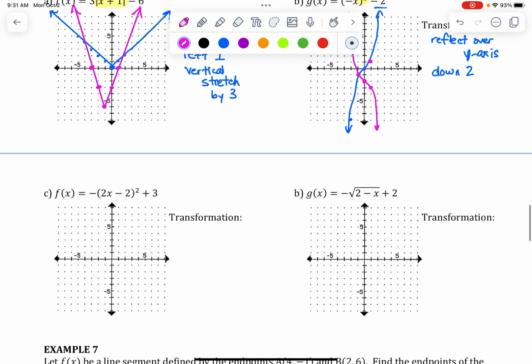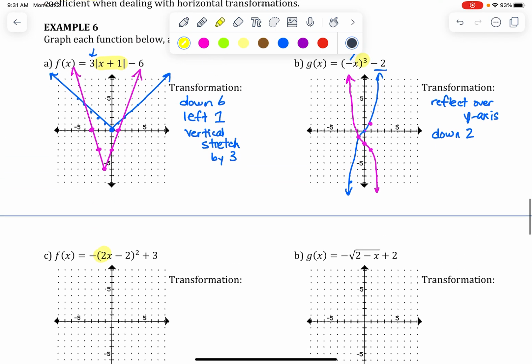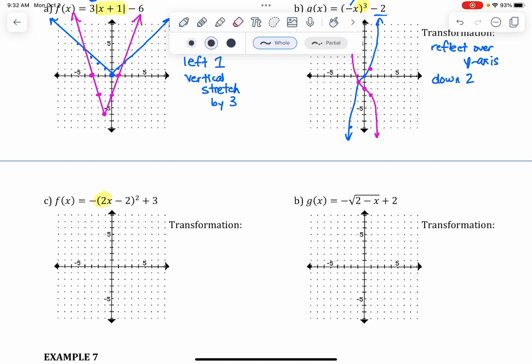Okay, let's try a little bit trickier one because now we have a number inside the parentheses that's going to throw things off a little bit. All right, so let's take a look. First thing we know for sure is that we have a reflection, right? So that reflection is going to make it over the x-axis. So we'll talk about that. Reflect over the x-axis.